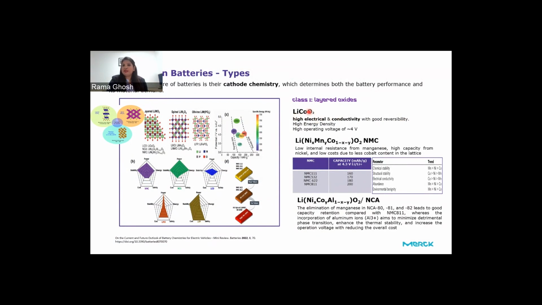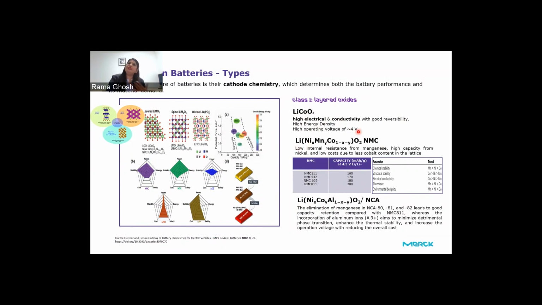This lithium cobalt oxide is a layered structure, and it has high electrical and high ionic conductivity with good reversibility because of its ABC type structure. It also has a higher energy density. Operating voltage is also high, nearly 4 volts. Despite these very good electrochemical performances, lithium cobalt oxide batteries are not suitable for EV application. The main reason is the structural instability due to delithiation, as you all know.